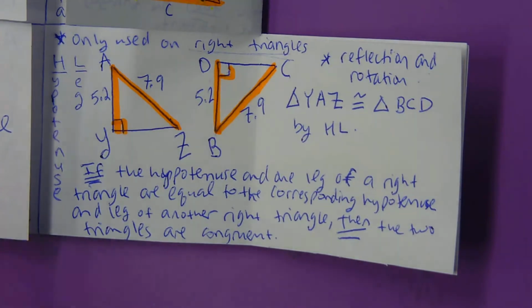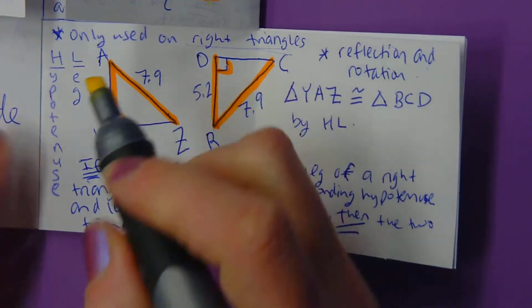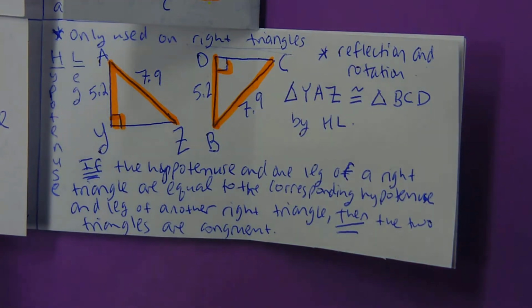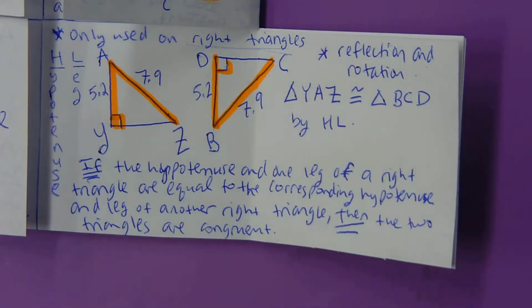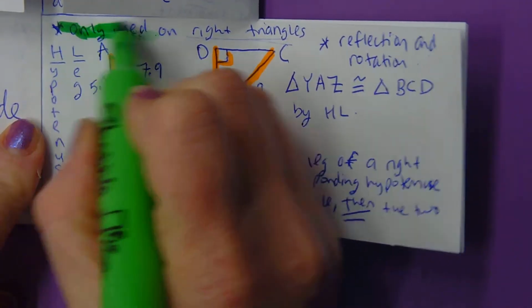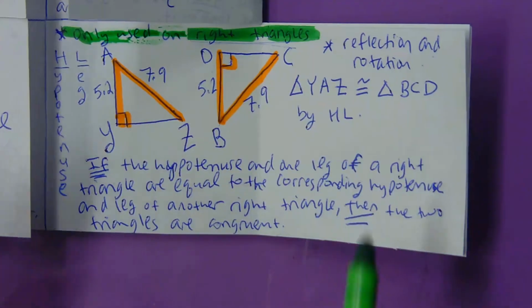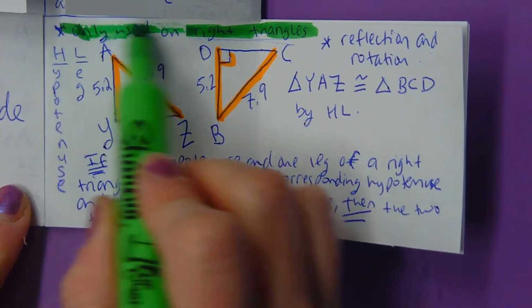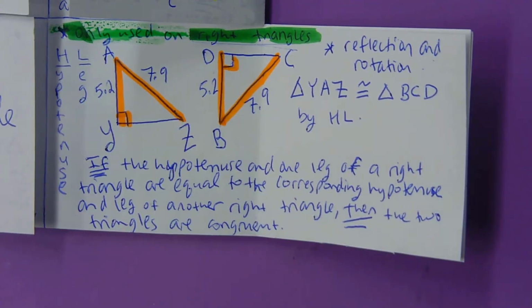That deserves a special highlight. And I'm going to use, not yellow, because that was already used for something. I'm going to use green. So only use on right triangles. All right, so there's some tape right there because I messed up. So that's why it's coloring weird.